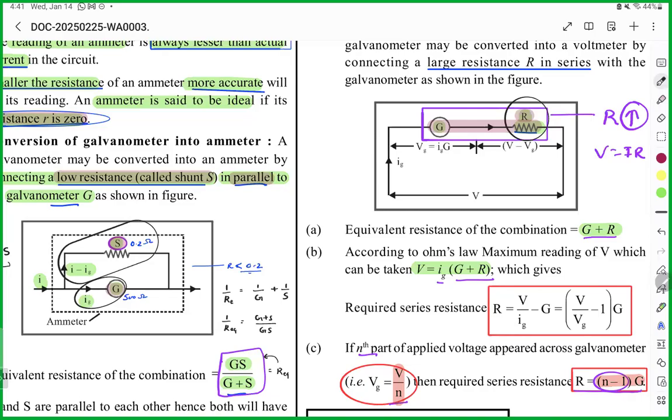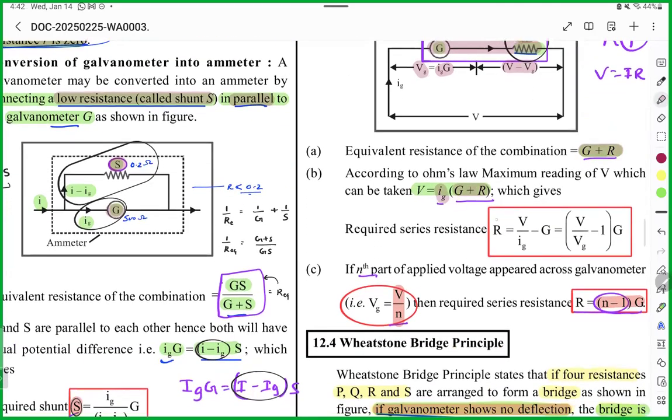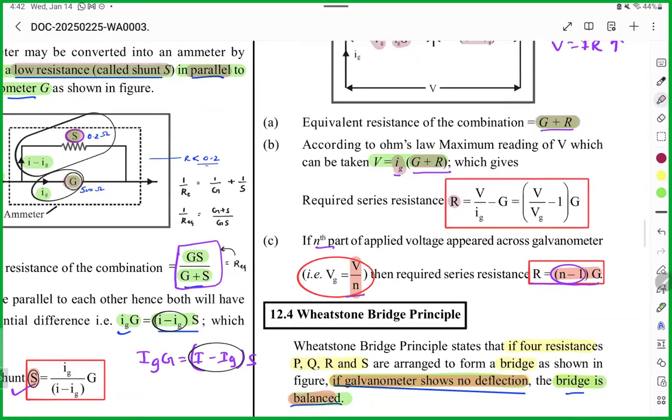In series, the voltage is different but the current is the same. So if you have this current in the series, the voltage will be different in both, but the current will be the same. So total resistance is G plus R because it is in series. Using the total voltage and current, you can calculate the R value, how much resistance you need to add. In series your potential decreases, in parallel your current decreases.